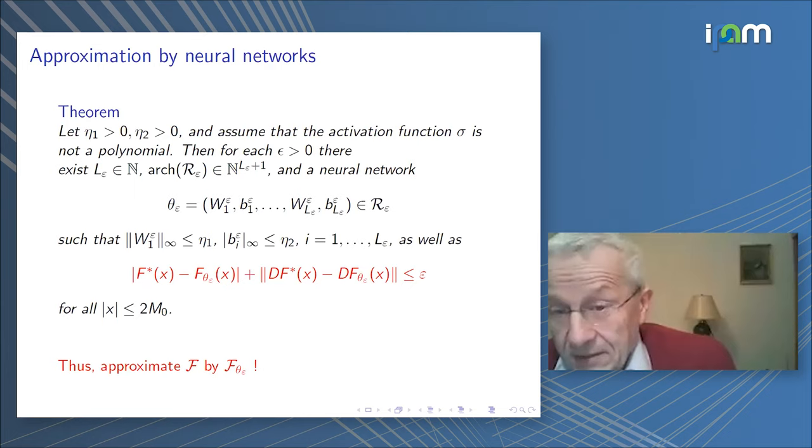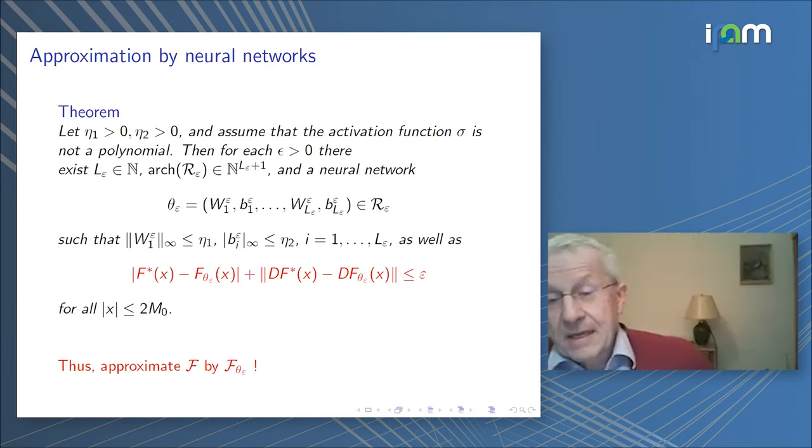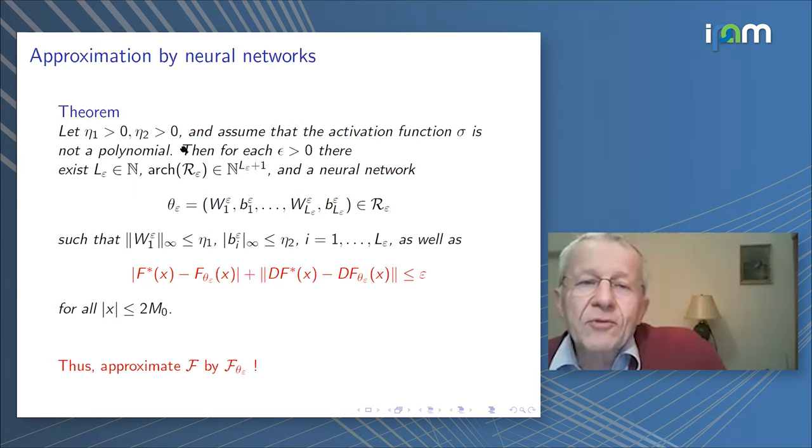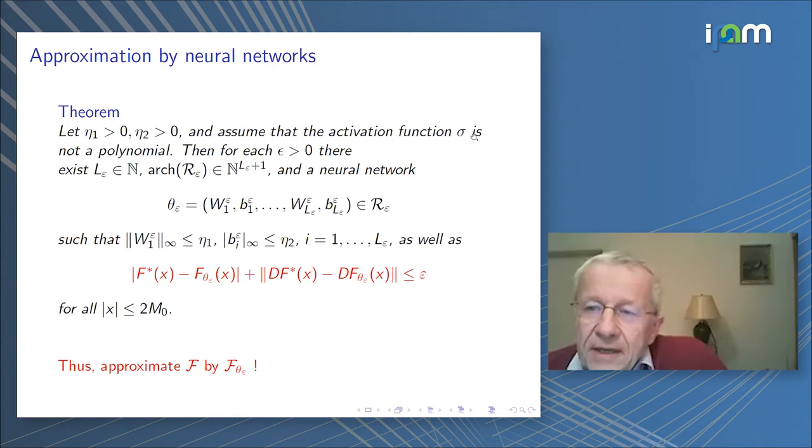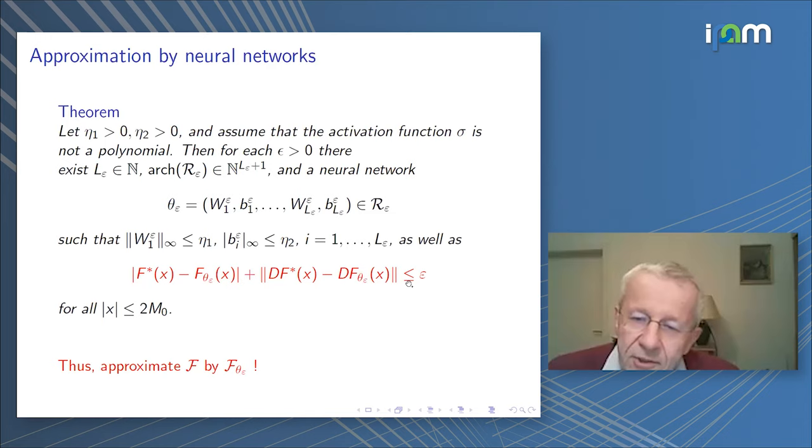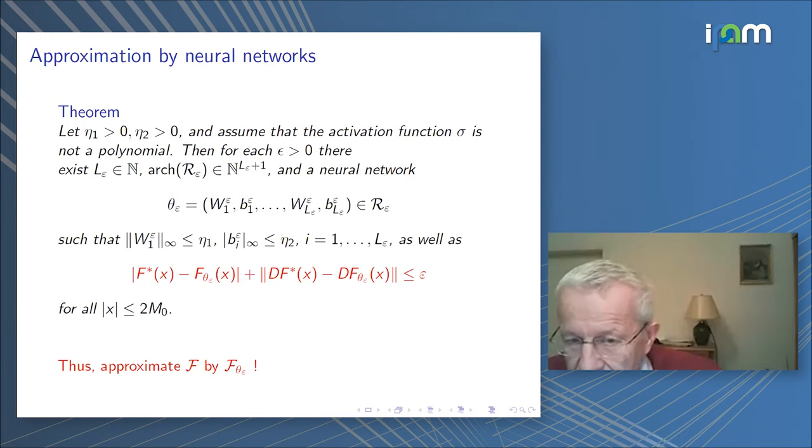We couldn't find it. And so therefore, we sharpened our pencil and proved that for any eta 1 and eta 2, which are bounds on the uppermost W matrix and on the affine parts, and assuming that the activation function sigma is not a polynomial, then for every epsilon, which is the parameter which gives you the approximation rate, there exists a number L epsilon of layers, and there exists an architecture as well as a neural network, theta epsilon, such that we have a C1 approximation of this optimal value function. All right. This type of theta epsilon parameters will appear in the following slides.